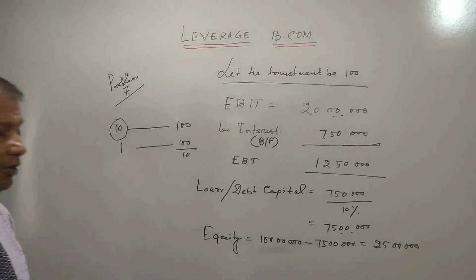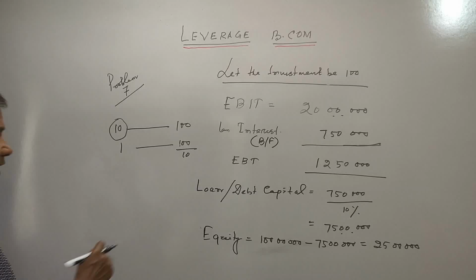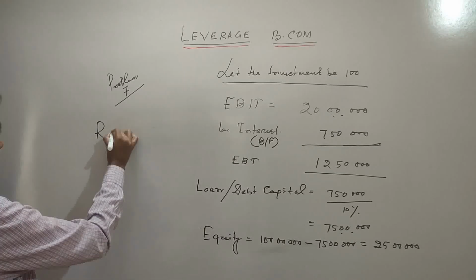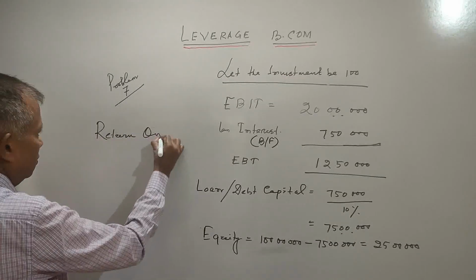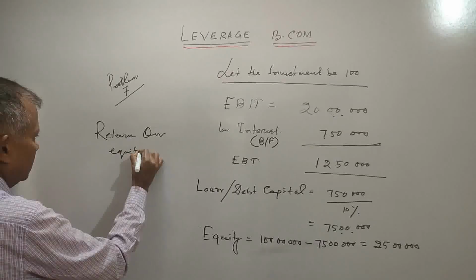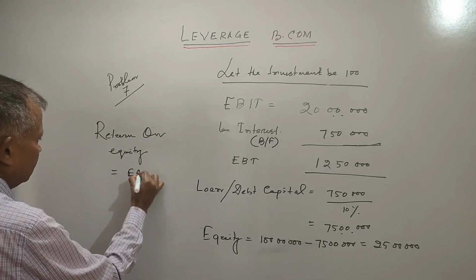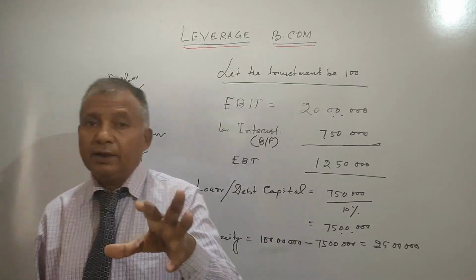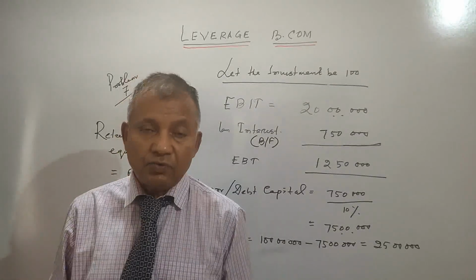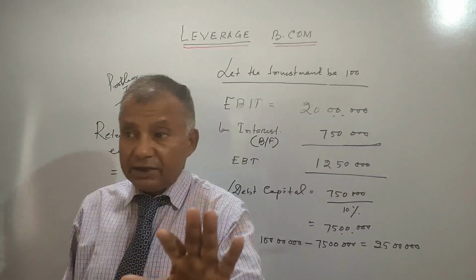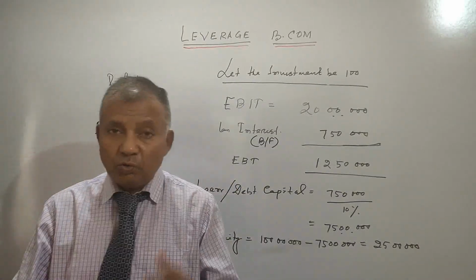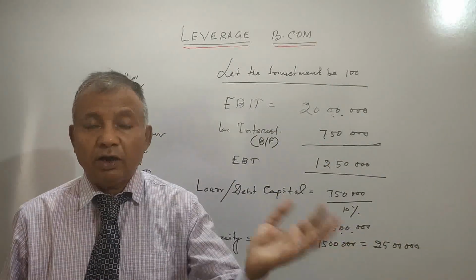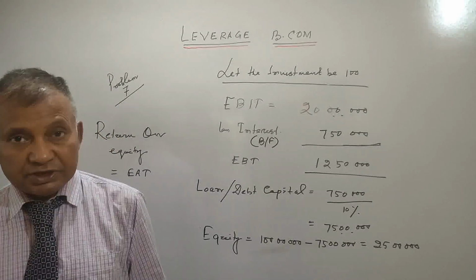Now I have to find out what is the return on equity, as they have asked you in the question. So return on equity is equal to earnings after tax. Because earnings after tax are only available for distribution to the equity shareholder. There is no preference share here. So whatever the earnings after tax, these are available for distribution to equity shareholder.